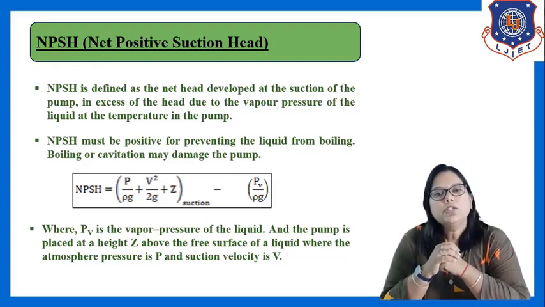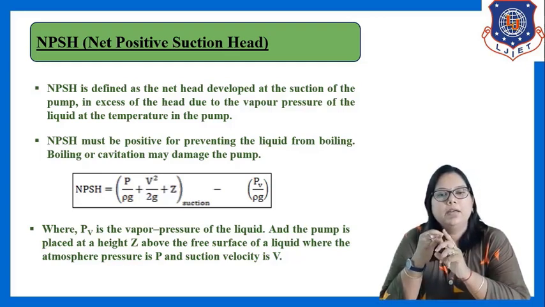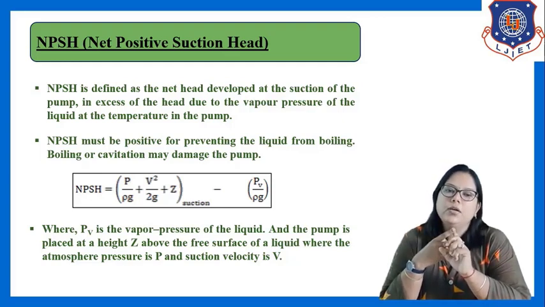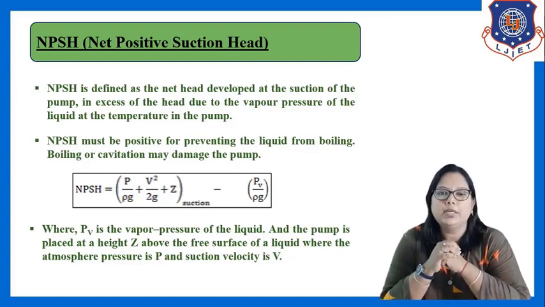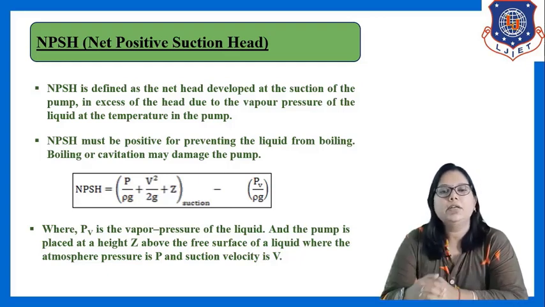Fine. So, in today's session, we have covered different characteristics of centrifugal pump. Air binding, to remove air binding we have to do priming, then cavitation. To remove cavitation we must keep NPSH value, that is net positive suction head value, to be positive. Hope these topics are clear to all.